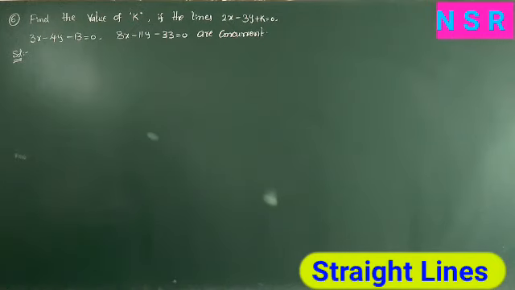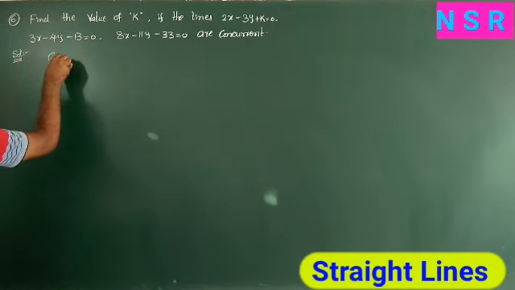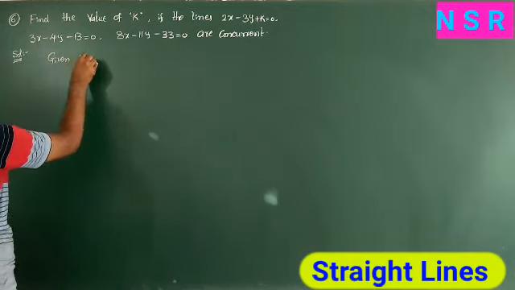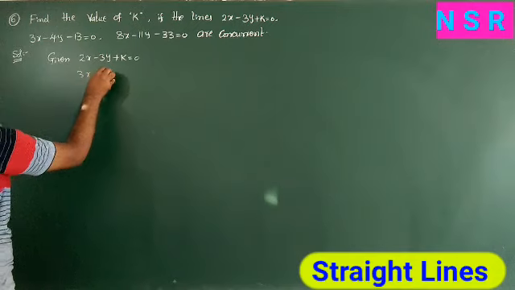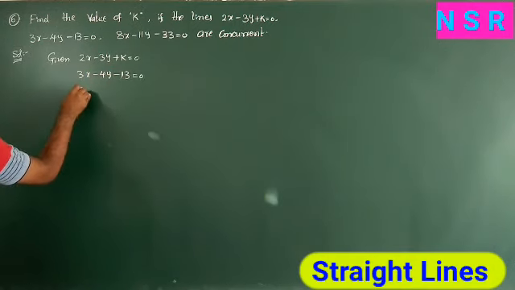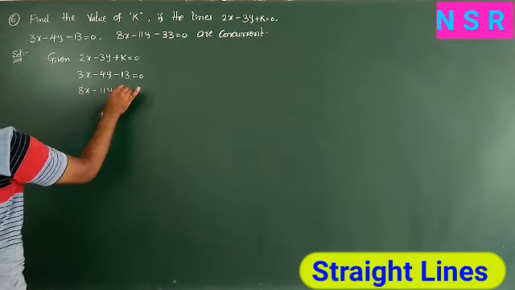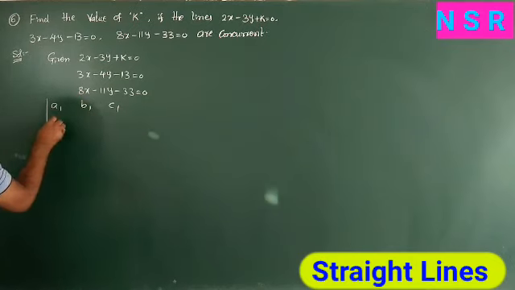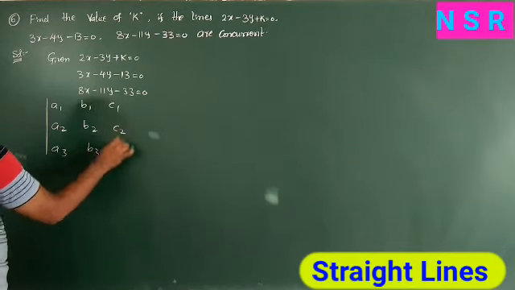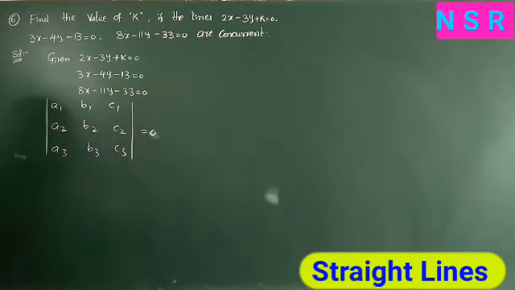So next, question number 6: find the value of k if the lines are concurrent. Here, given 3 lines a1x plus b1y plus c1 equal to 0, a2x plus b2y plus c2 equal to 0, and a3x plus b3y plus c3 equal to 0 are concurrent, then we have a formula: the determinant of a1 b1 c1, a2 b2 c2, and a3 b3 c3 is equal to 0.